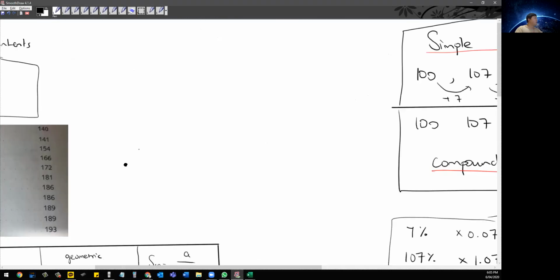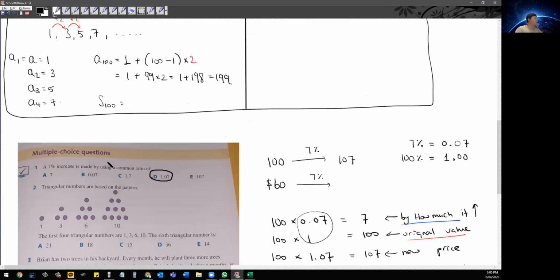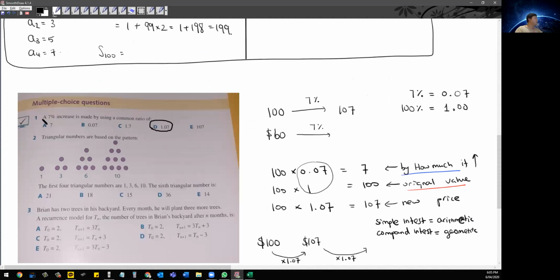So that's the really important idea. Let's go back to this question. We'll just do it bit by bit. Does number 1 make sense? A 7% increase is made by using a common ratio of. When they say common ratio, remember in a geometric sequence, if you have 1 and then you multiply by 2, then you get 2, and then 4, and then 8, and then 16. You recognize this as a geometric sequence, right? And you multiply by how much? 2.